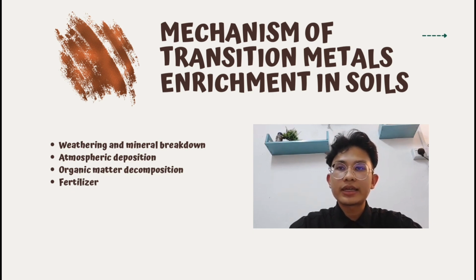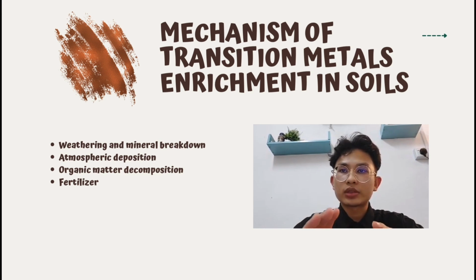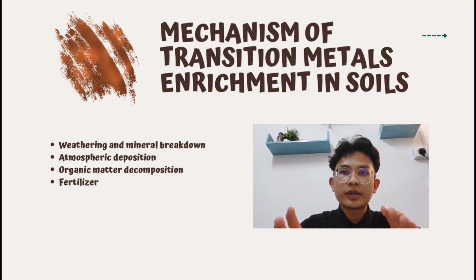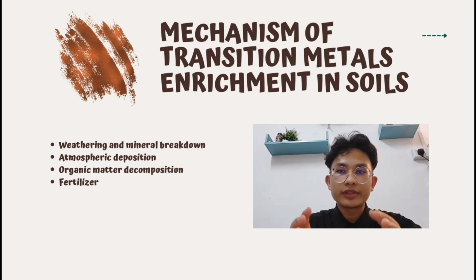Next is fertilizer and amendments. Fertilizer and soil amendments are common sources of transition metals in agricultural and gardening practices. Many commercial fertilizers contain micronutrients, which are transition metals, to ensure plant health and productivity. These products are applied to the soil where the transition metals become available for plant uptake and can contribute to the enrichment of these metals in the soils.